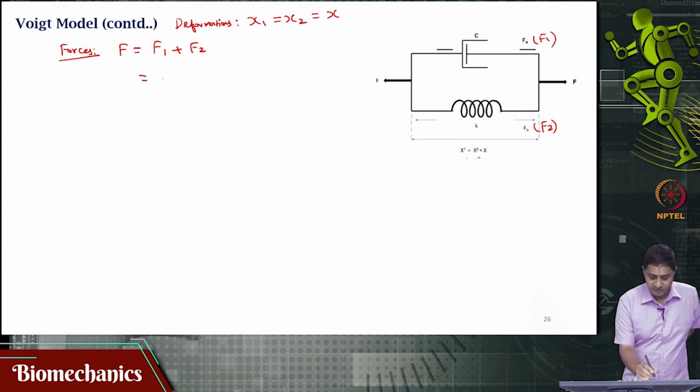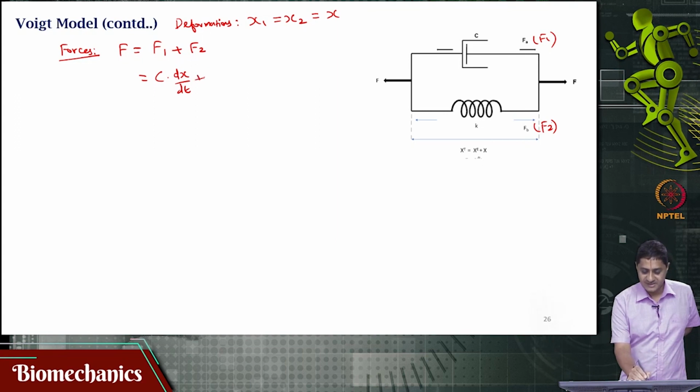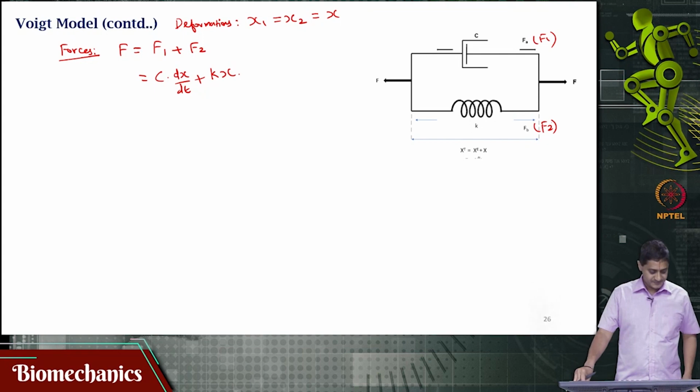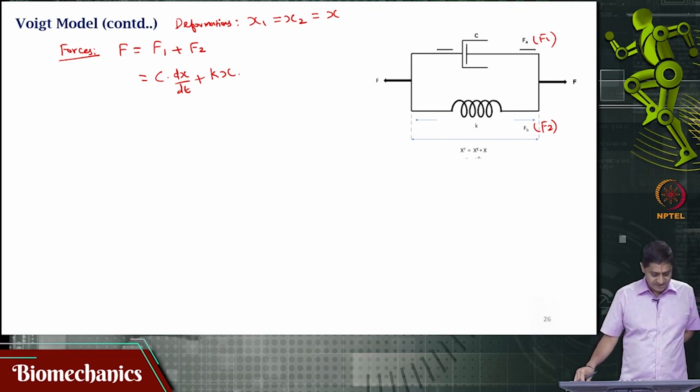What is F1? F1 is C dx1 by dt, but x1 is x, so that is essentially C x dot, or C dx by dt. F2 is Kx2, but then x2 is x, so that is Kx. So this is C dx by dt plus Kx.